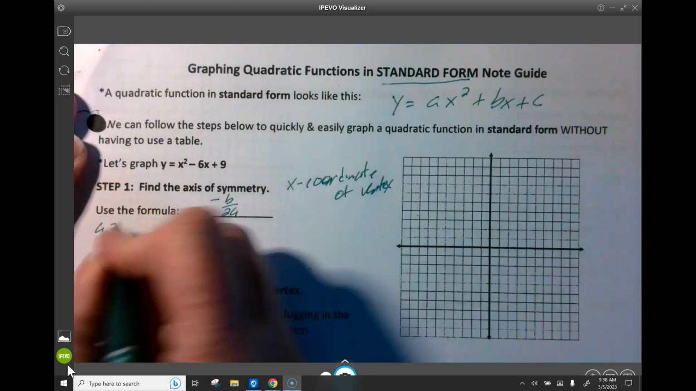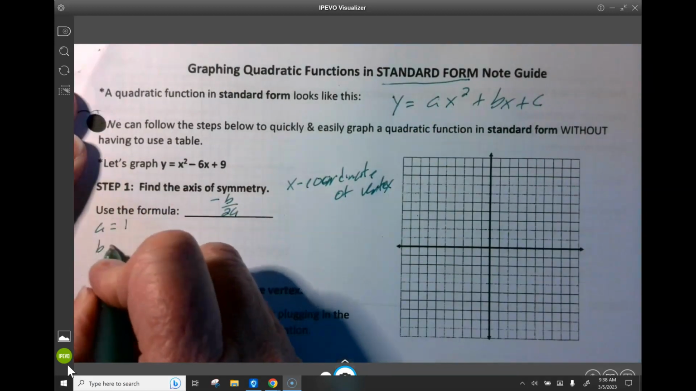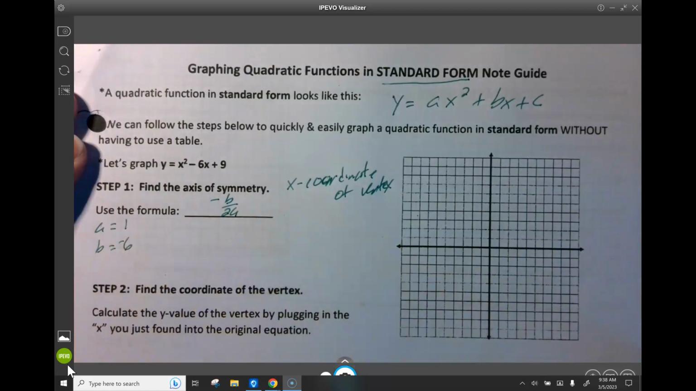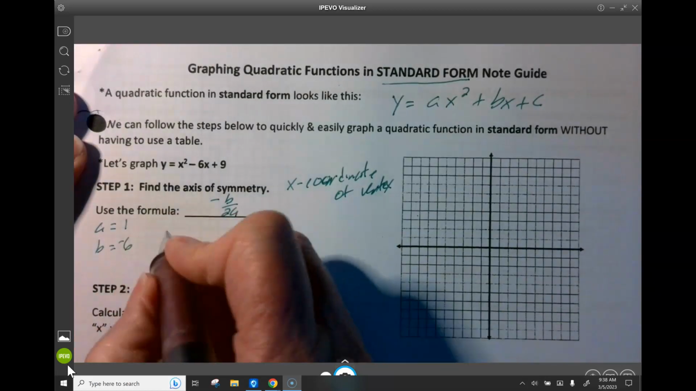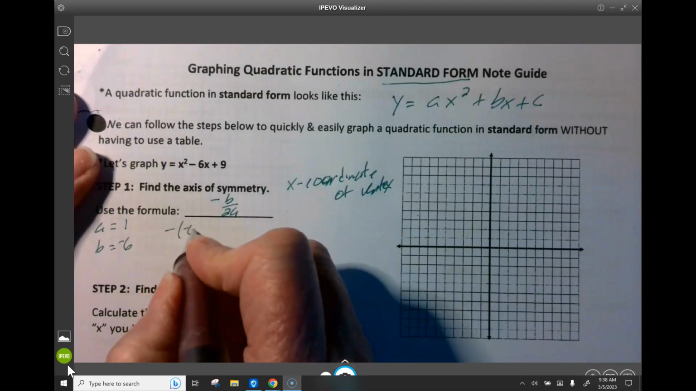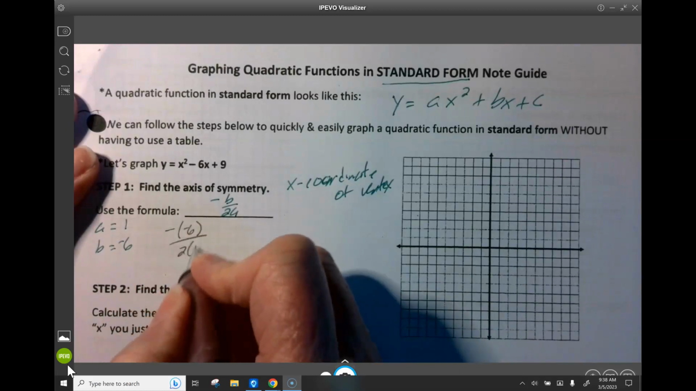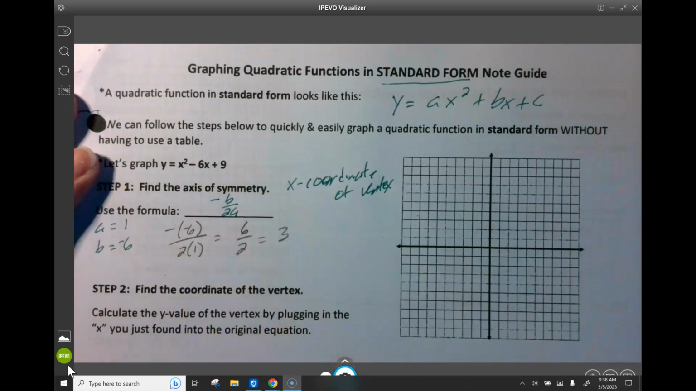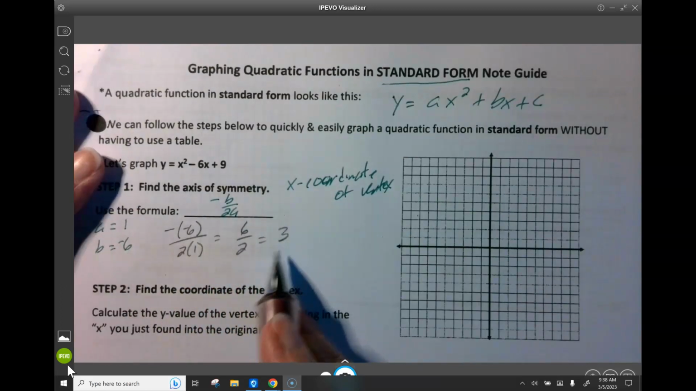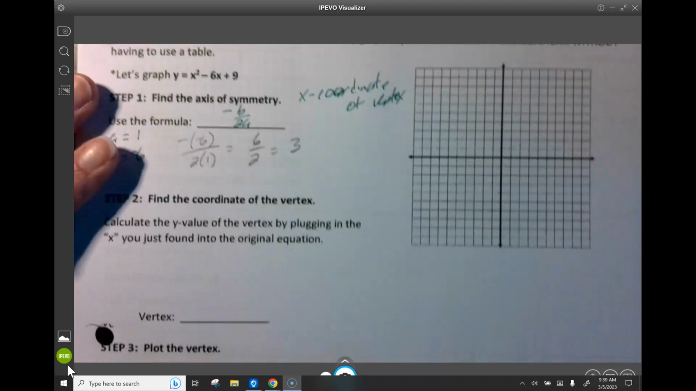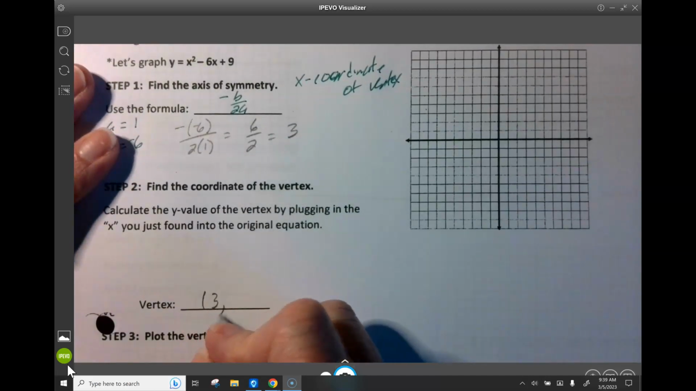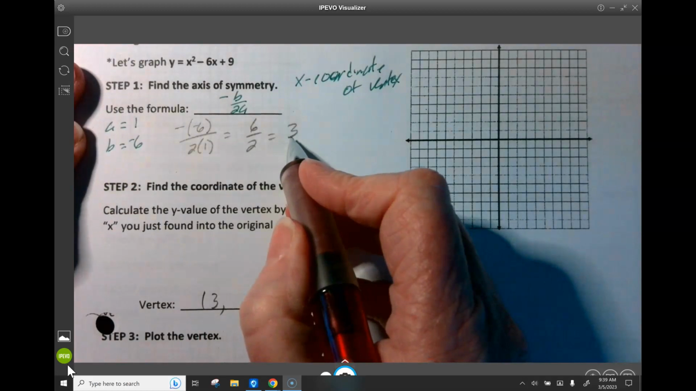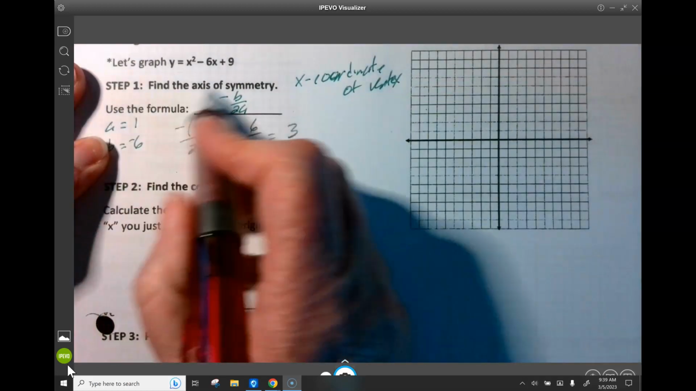So here, a is 1 and b is negative 6. So we're going to plug that in, and we're going to find that negative b over 2a gives us 6 over 2, which is 3. So that is the x-coordinate of our vertex. Down here it says vertex, so far we have a 3. Because that is the x-coordinate of the vertex, that is also our axis of symmetry.